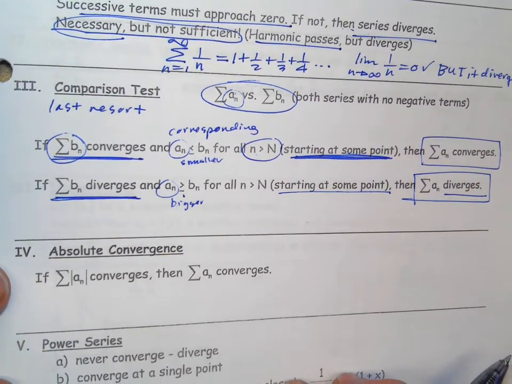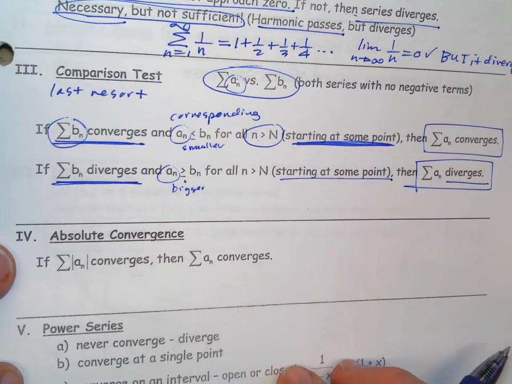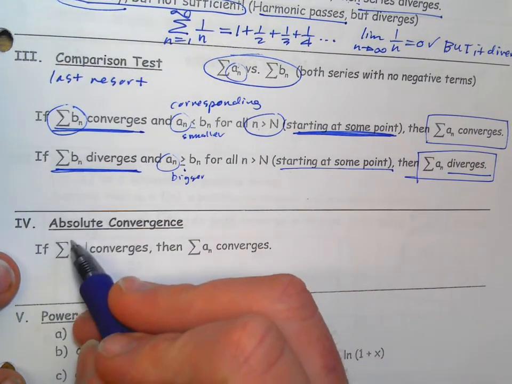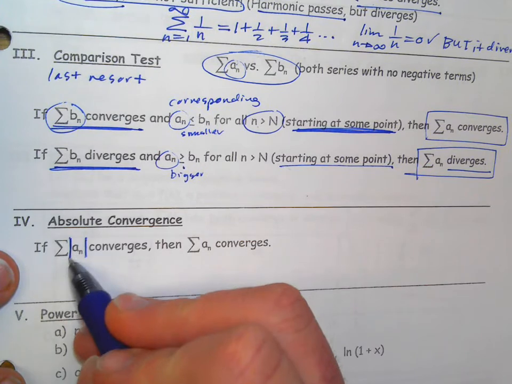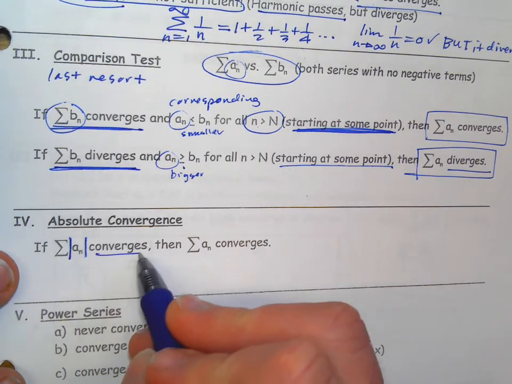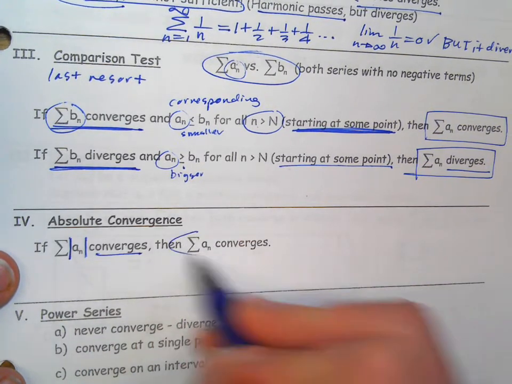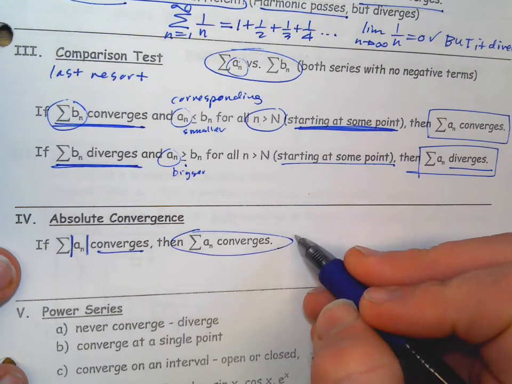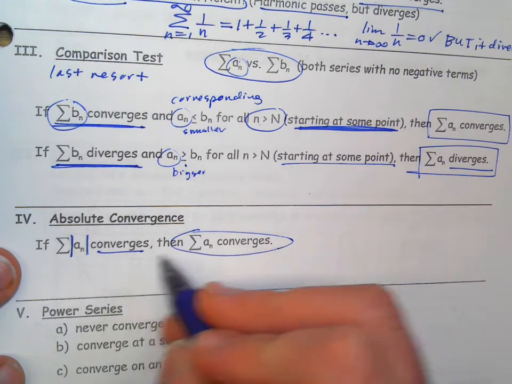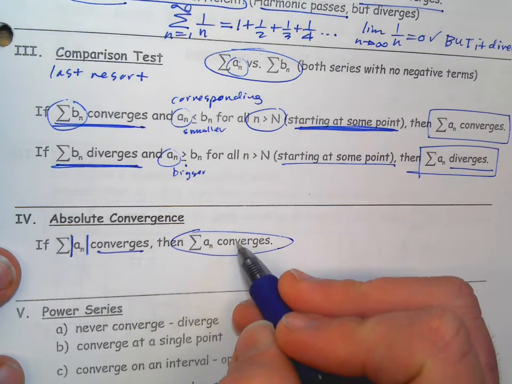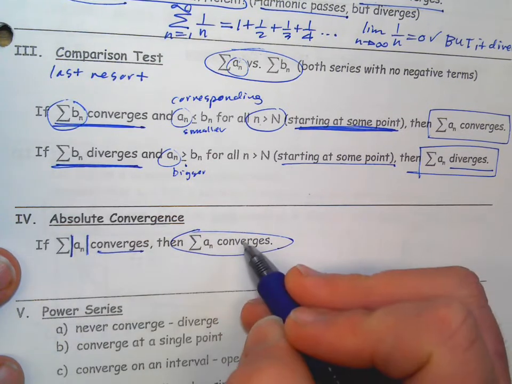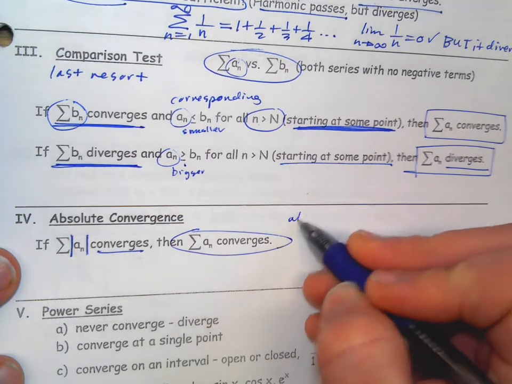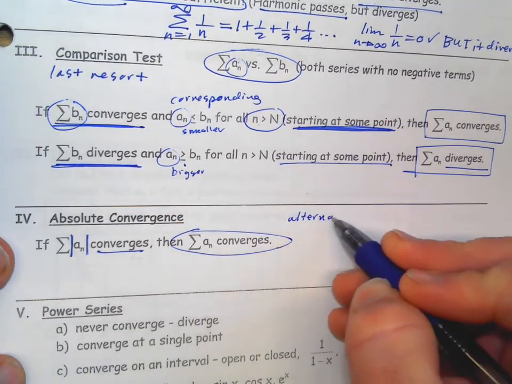There's another idea called absolute convergence. And what it says is if you force a series to be all positive and it converges, then its original version has to converge also. Okay? So the only possibility is that this is going to be smaller than this, because it might have some positive and negative terms. For instance, like an alternating series, which we see a lot of, and we will see a lot more.